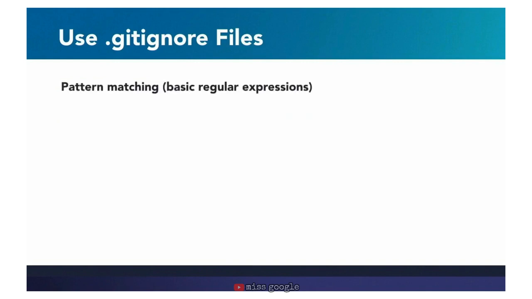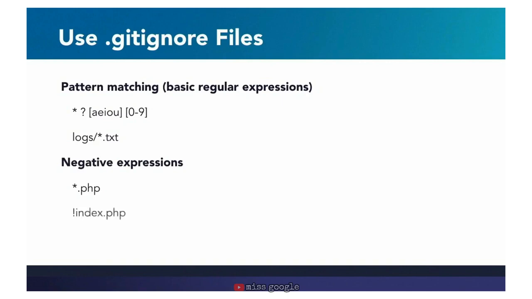The simplest thing is just to put a simple name of a file, and that file would get ignored. But we can also use pattern matching, basically simple regular expressions, like asterisk, question mark, character sets like [aeiou], or ranges like [0-9]. So for example, if we want to ignore all files in the logs directory that end in .txt, we can do that with logs/ and then the wildcard asterisk .txt. You can also use negative expressions. For example, we could say ignore all files that end in .php, but do not ignore index.php.